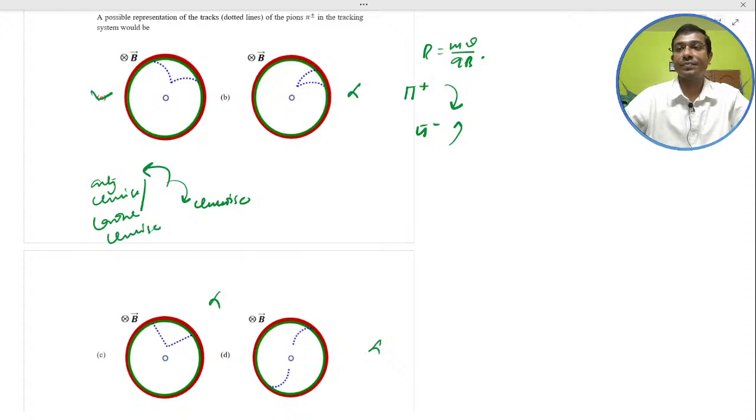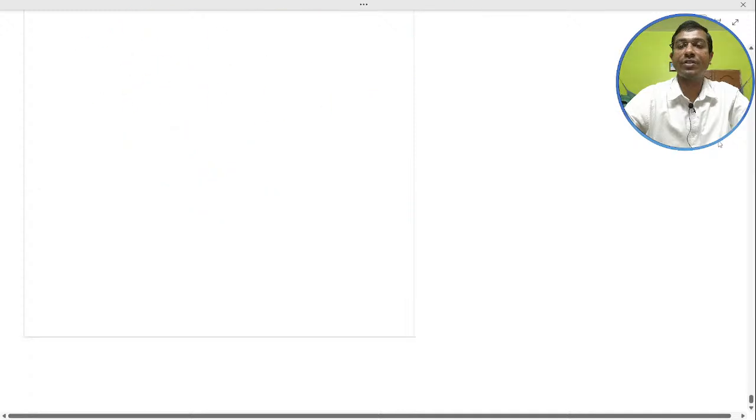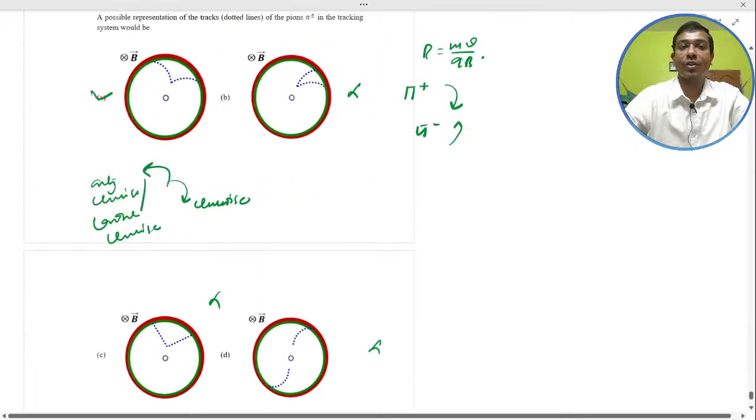Okay. So we now complete our TIFR Physics 2023 full paper solution.